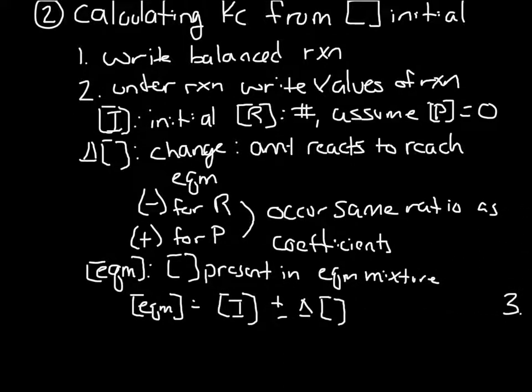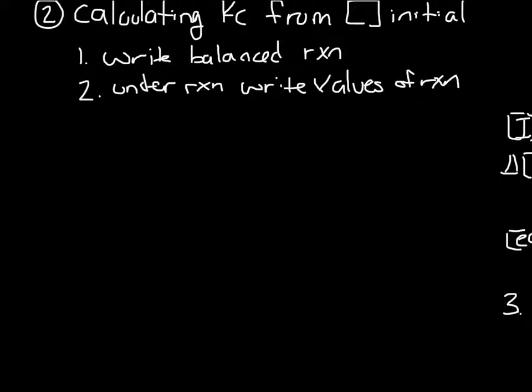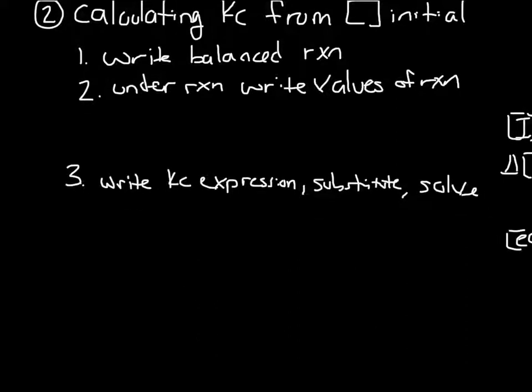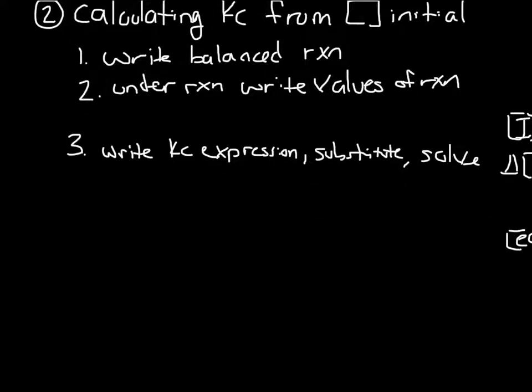The third line is the concentration at equilibrium. So this is the concentration present in the equilibrium mixture. How do we determine this? The concentration at equilibrium equals the initial concentration plus or minus, depending if you're working with products or reactants, the change in concentration. And once we have those three things written up, you can write your expression, substitute in the values which you're given, and then solve.